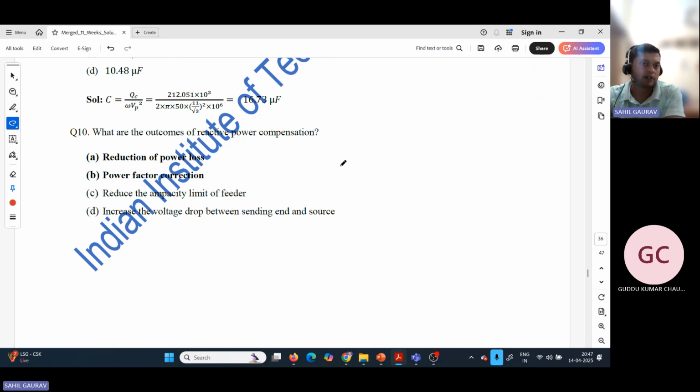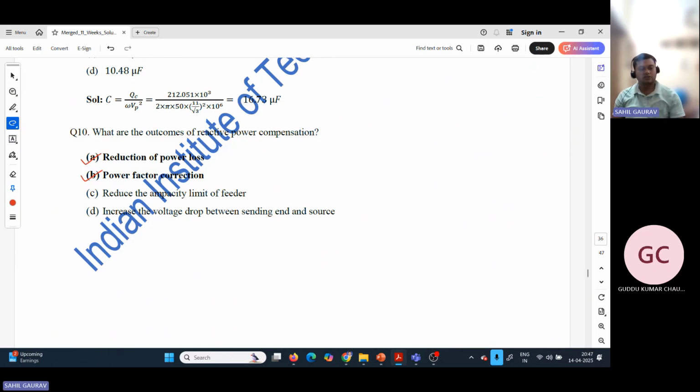What are the outcomes of power factor compensation? The options are reduction of power loss, power factor correction, reduction of ampacity limit, and increasing voltage drop between sending end and source. So C and D are incorrect options. A and B are correct: we have reduction of power loss and power factor correction. Why is C not correct?